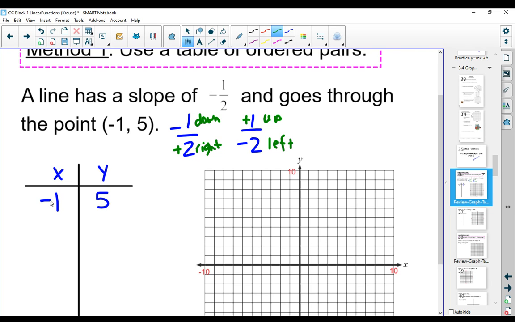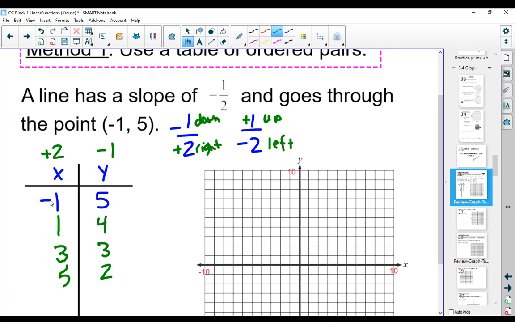So if I have -1, 5, and I want to use a -1 and a +2, 5 minus 1 is 4, and -1 plus 2 is +1. So that would be a new point. I can subtract 1 again. So 4 minus 1 would be 3, and 1 plus 2 is 3. Then 3 minus 1 is 2, and 3 plus 2 is 5. So those are some points.